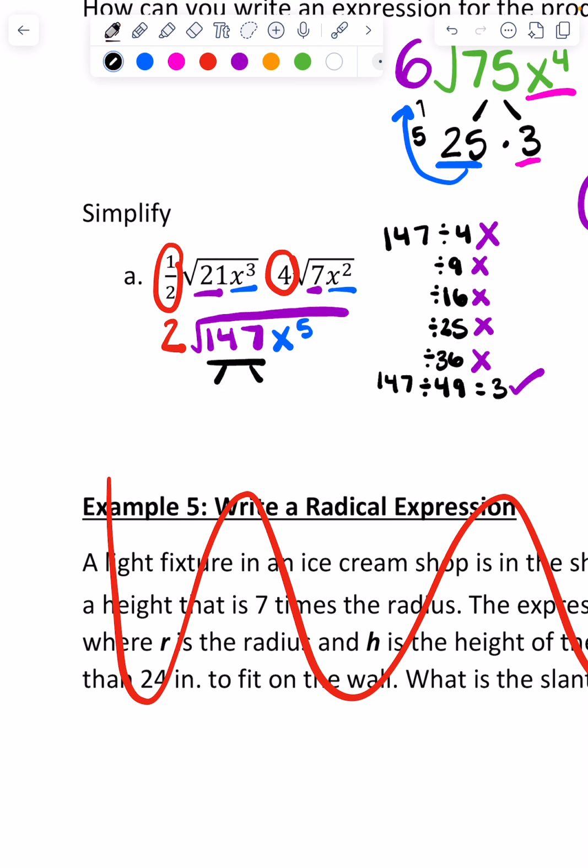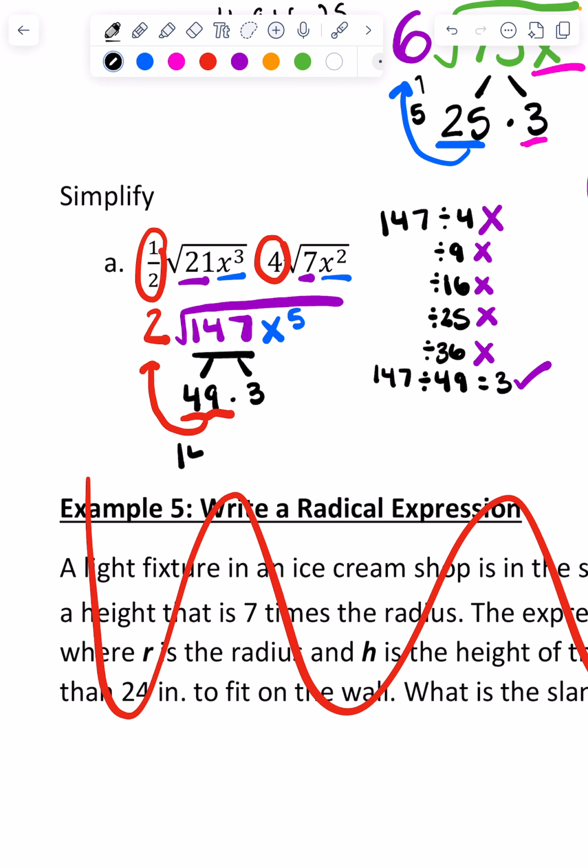Let's break it down. So 147 is the same thing as 49 times 3. We take our perfect square, we take the square root of it, which is 7, and we pull it out front. When we pull numbers out front, we multiply them. 7 times 2 is 14. So what's going to stay on the inside? That 3 we did not pull out front because it's not a perfect square. And we haven't done anything with our variables yet. So let's go ahead and pull those down as well.